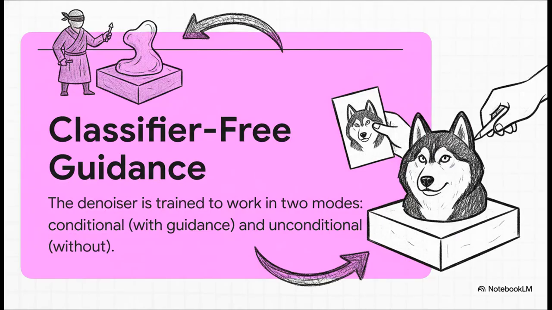The core idea here is so simple but so powerful. During training, the diffusion model basically learns to do two jobs at once. Sometimes it learns how to denoise an image with no instructions at all, just like our blindfolded sculptor. But other times, it's given a condition, like the word husky, and it learns how to denoise an image to match that specific label. It's one model that can operate in two different modes.